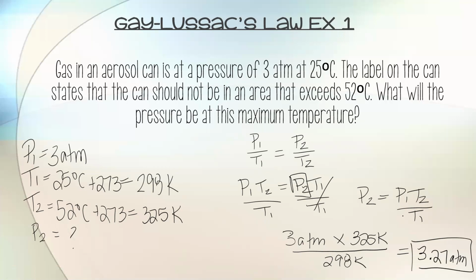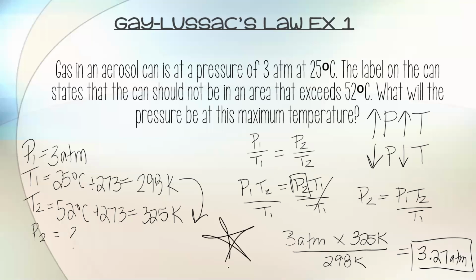So Gay-Lussac says if pressure goes up, temperature goes up, or if temperature goes up, pressure goes up, and if pressure or temperature goes down, the other one goes down. So what happened here? Temperature went up, pressure should go up, it was 3 and then it was 3.27, so yes, it did go up. Check yourself. You could also just plug it into this equation.